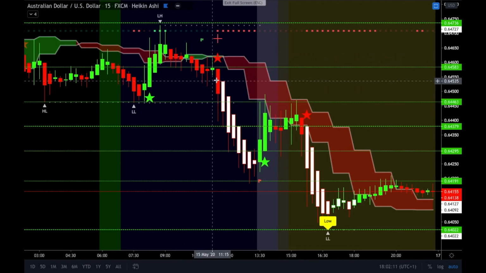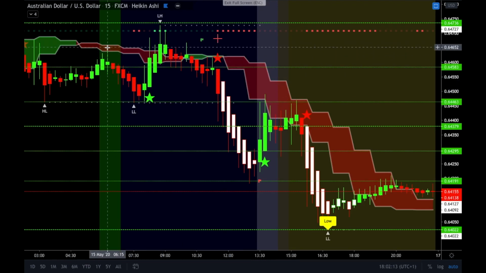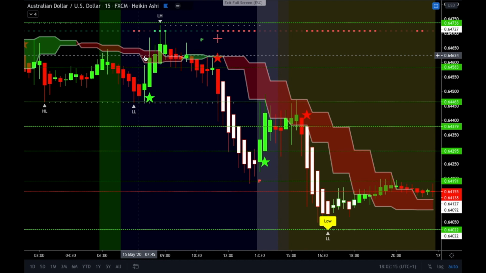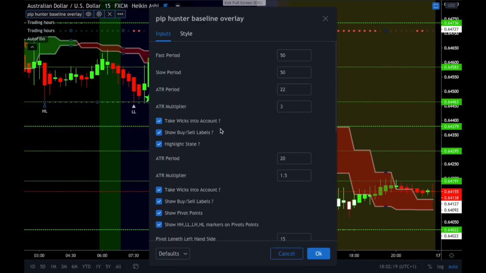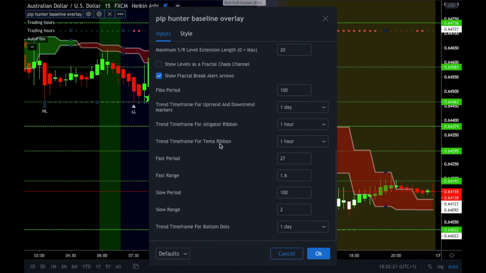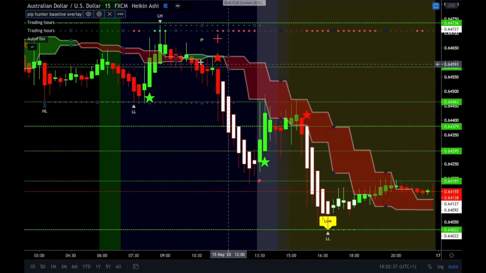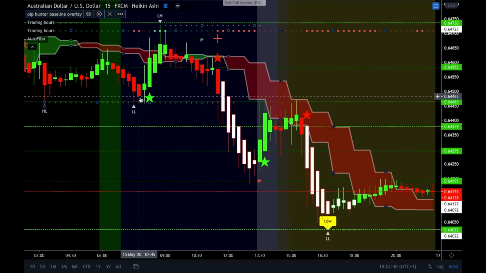What I'm actually using here is a 1 hour TEMA line. So you'll see in the settings, I'll go back to the settings just so you can see what I'm saying, which is this one here. This TEMA line here is on 1 hour. So it's showing me a 1 hour trend on a 15-minute chart. That's what I'm using right now. So here, I would not have entered my trade here.